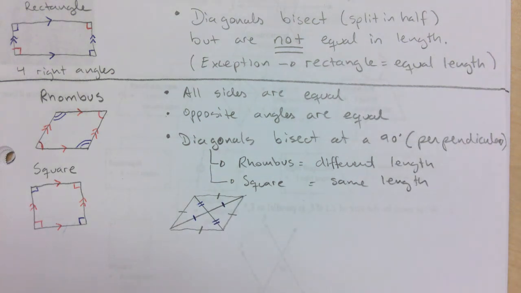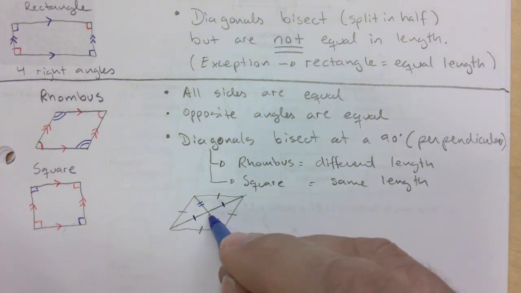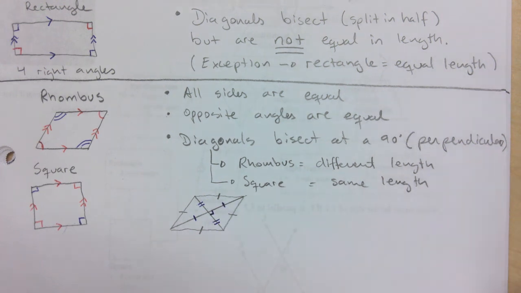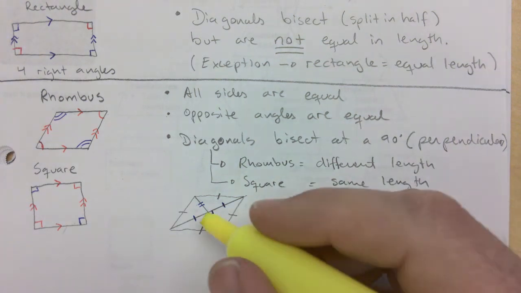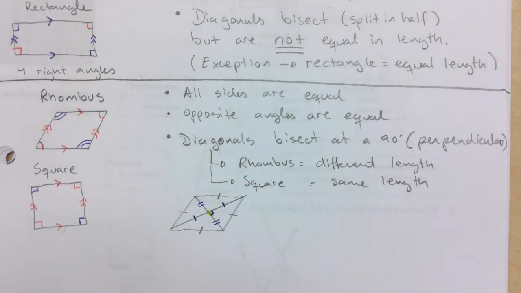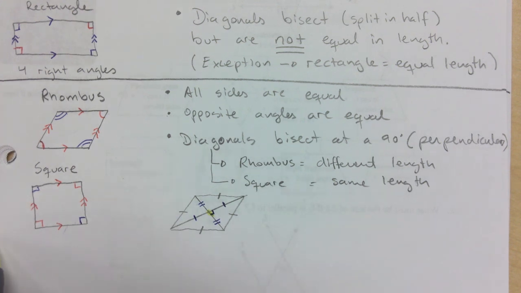And not only do they bisect, this is what makes them special, right? They bisect at a 90. They don't just cut each other at an angle, like they make a 90. So this is very unique to a rhombus and a square. Okay. I think that's all I have to say about rhombus and squares.